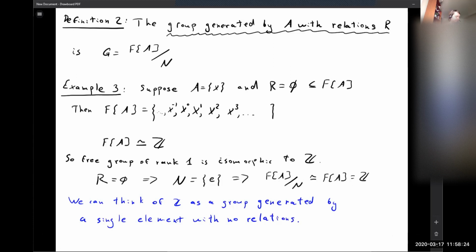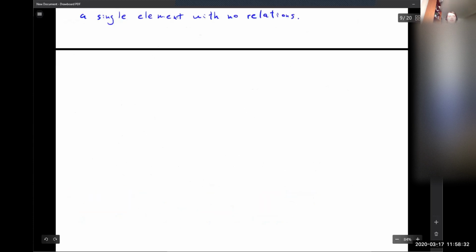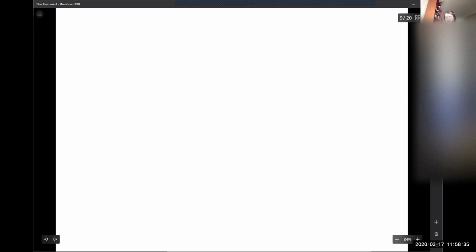Okay, so now let's look at the simplest possible example of a group with relations. So let's look at example 4.